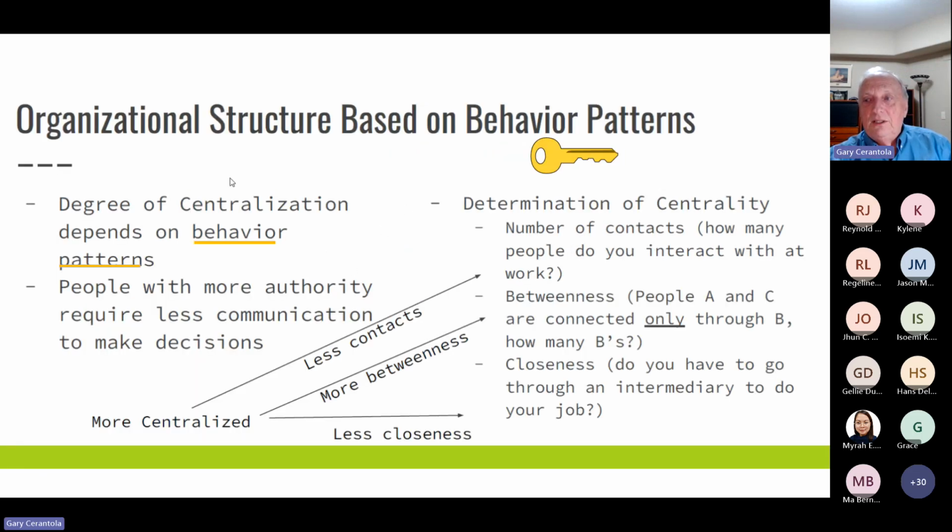And again, I talked earlier about centralization. So the more that you can centralize, or that you need to centralize, the more you're shaping consistent behavior patterns. When you're more centralized, there's more betweenness. There's less closeness because the signal's going down the organization, and so you need to understand that piece.